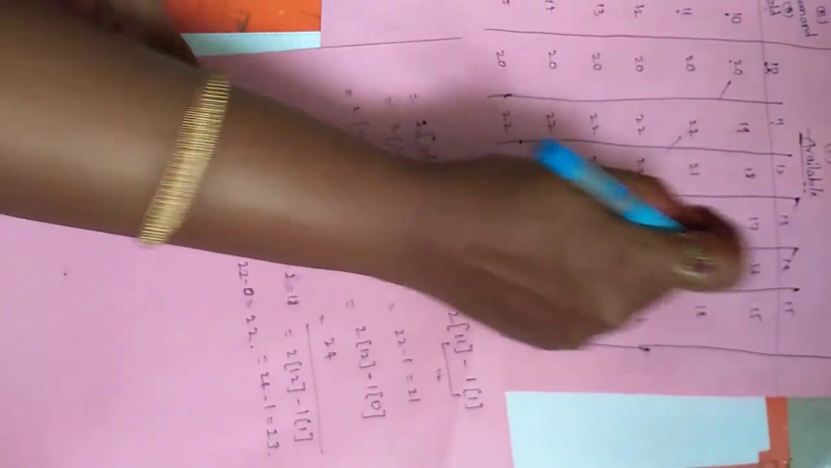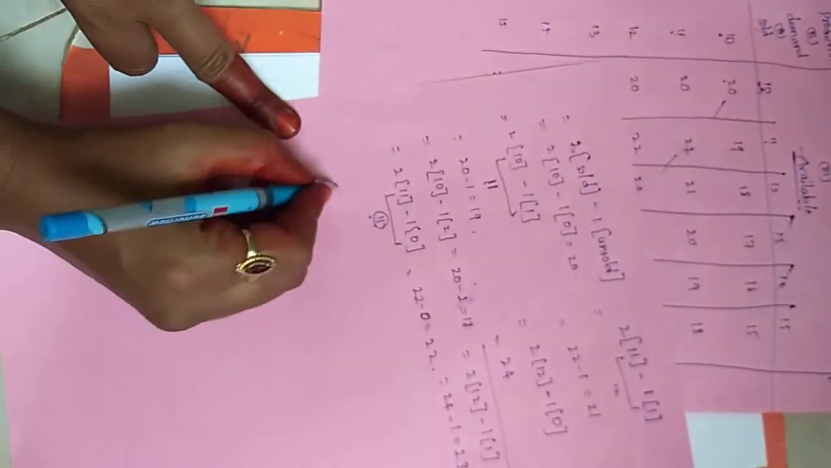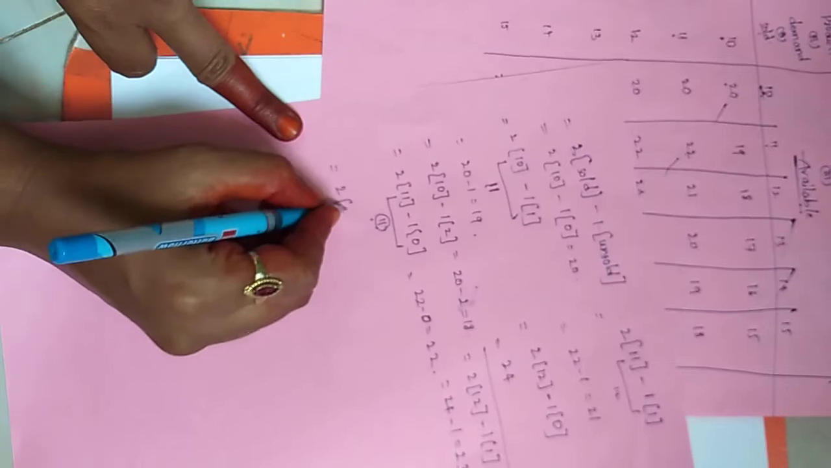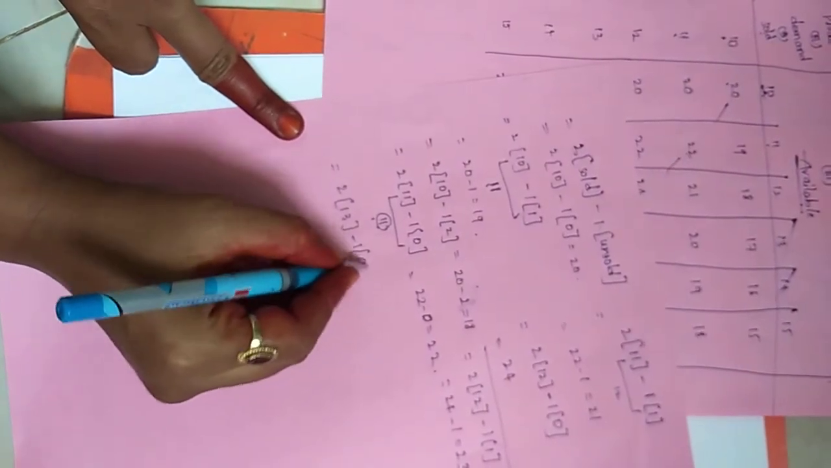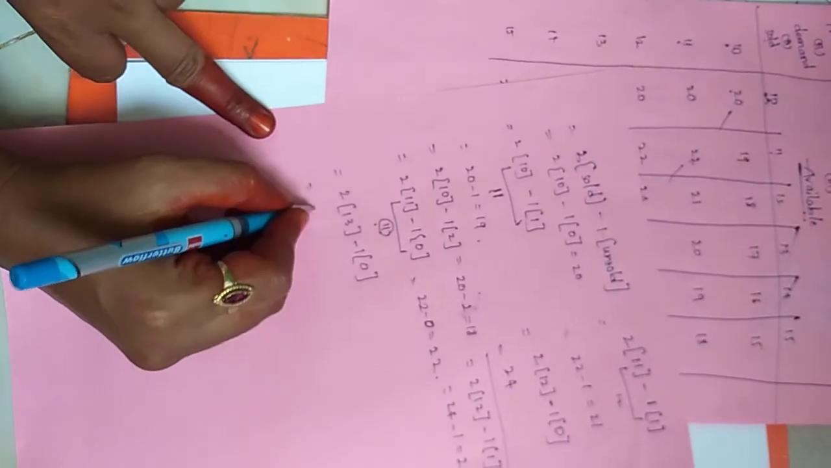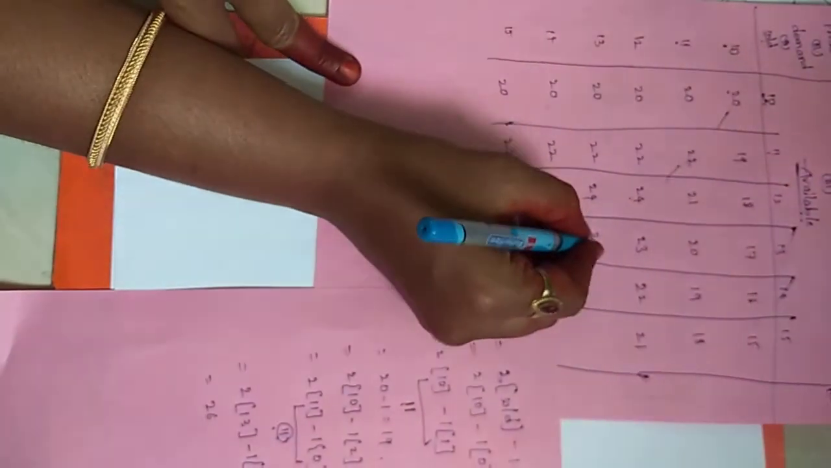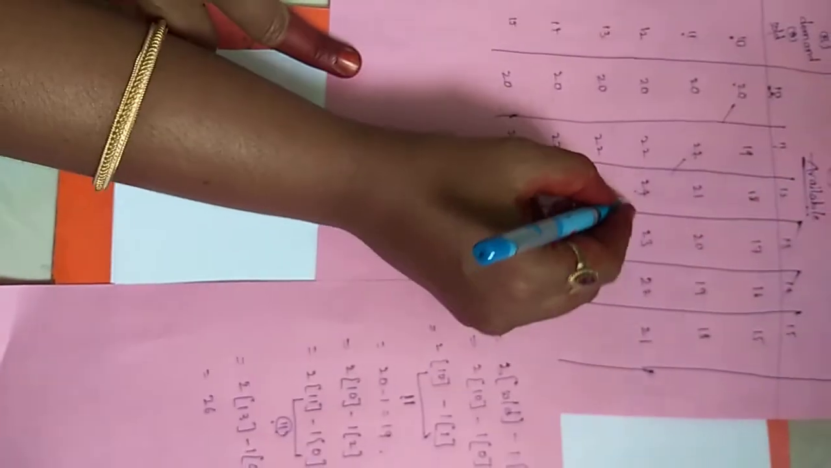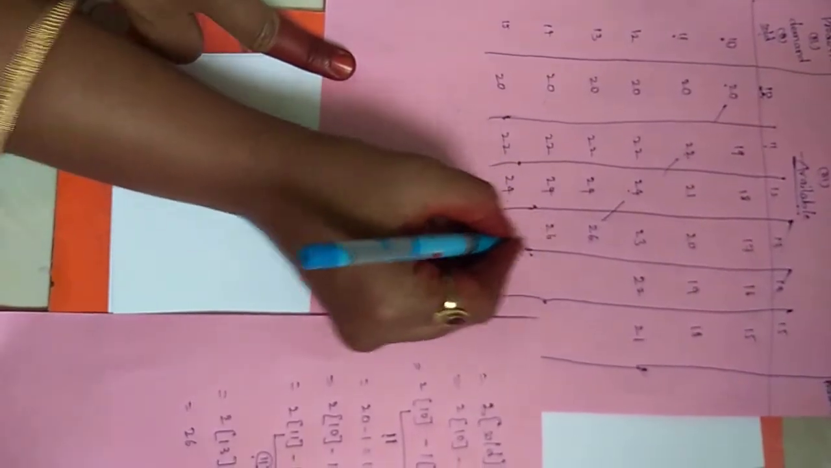Next, here we have 13 available. We also sold the same 13. It means 2 into 13 minus 1 into 0, because there are no unsold goods. So it is 26. We write 26 here. This is the highest in this row, so we copy it here.